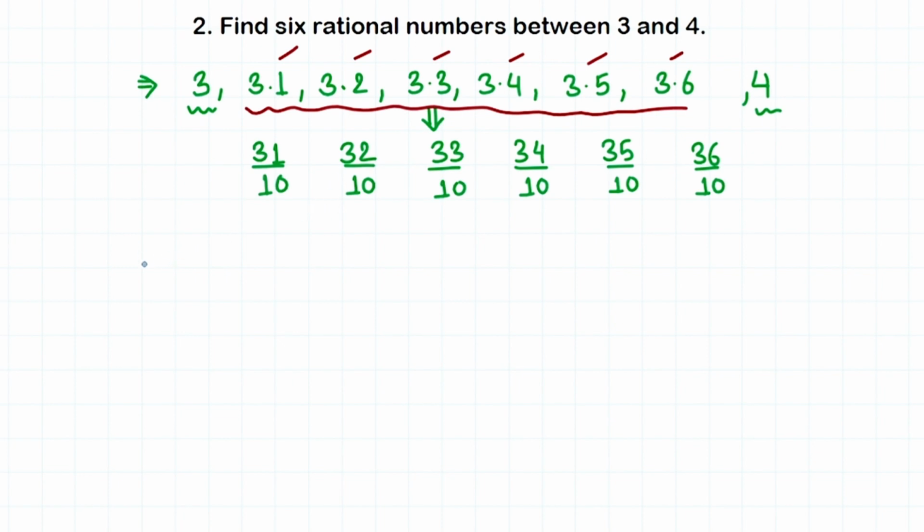Now, a second way to deal with this question is, we convert this number 3 and this number 4 into the form of fractions first, okay? So we can write this 3 as 3 divided by 1, right? And we can write this 4 as 4 divided by 1, okay? Now, depending on the question, in this particular question, we need to find 6 rational numbers. What we do is, if we need to find 6 rational numbers, we add 1 to that 6, okay? So we have 6 plus 1 is 7, right? So we have 7 over here.